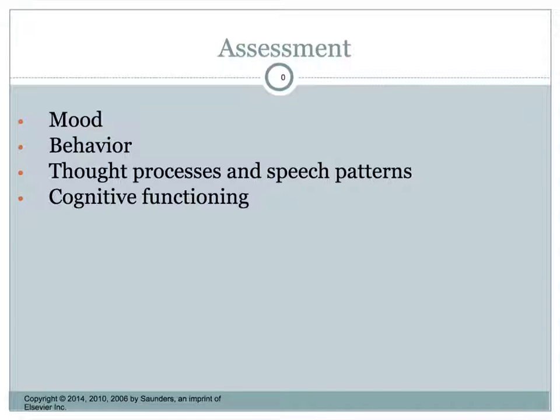Cognitively, in their functioning, about 1/3 of your patients who have this disorder do have impaired cognition, whereas the other group is very high functioning cognition.